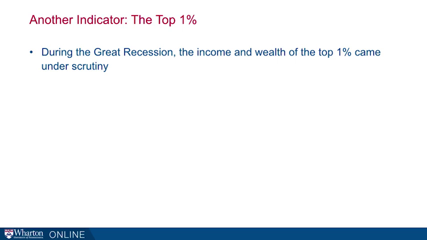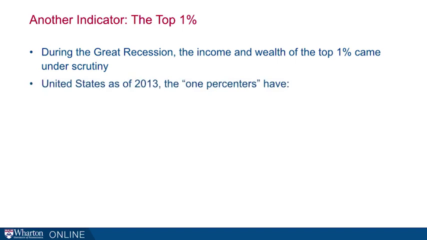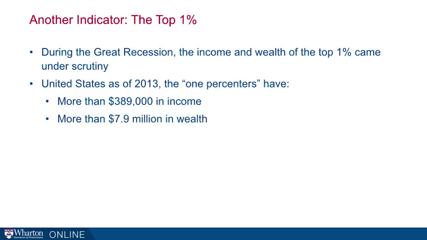Just to give you a sense as to what are the thresholds for being in the top 1% here in the United States, as of the year 2013, if a family makes more than $389,000 in income, that family would be within the top 1%. Or if a family has more than $7.9 million in wealth, net worth that is, then that family would be within the top 1% of the wealth distribution in the United States.